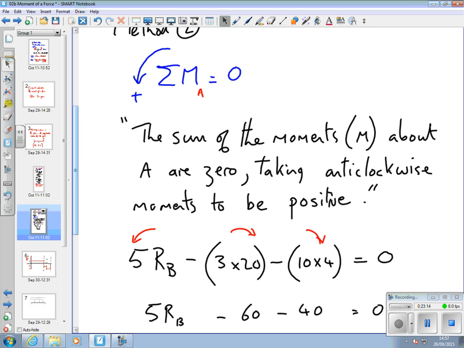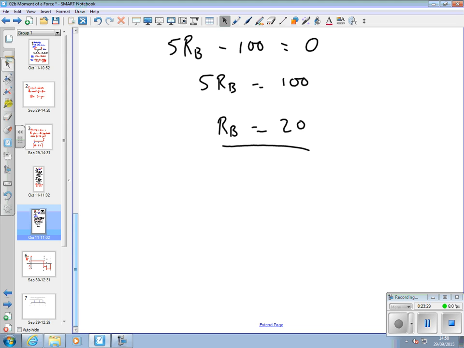So now what I do is I find the sum of the moments about B equal to 0, taking anti-clockwise as positive or clockwise as positive, up to you. So now, just to complete this, find the sum of the moments about B, taking anti-clockwise to be positive, equals 0. So just set that one up and work out the answer.